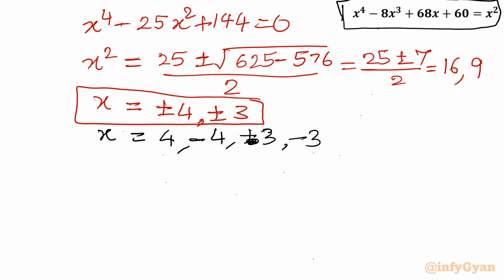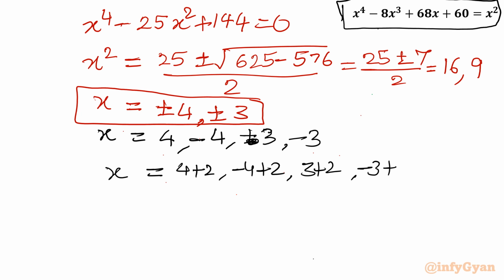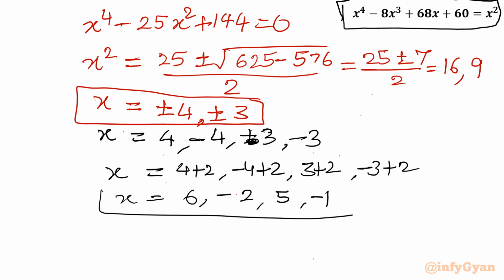We will raise the roots by 2, so add 2 to all. 4 plus 2, minus 4 plus 2, 3 plus 2, minus 3 plus 2. So what is coming out? 6, minus 2, 5, minus 1. So here we are having the 4 roots of the quartic equation using the diminishing of roots method.